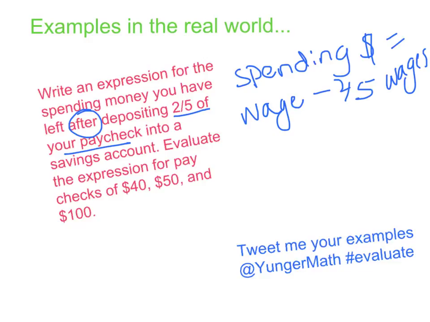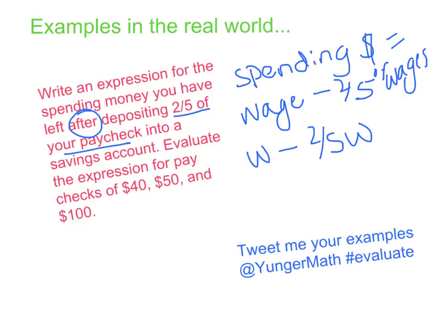So how am I going to write this? Well, my wage minus 2/5 of my wages. When I say 2/5 of, hopefully you're thinking that means multiplication. So I have my wages, which we're just going to say is W, minus 2/5 W. And again, remember when you have a number and a variable stuck together, there's multiplication there. And that will equal your spending money. But we're not going to worry about anything after the equal sign at this point, so I'm just going to erase that.